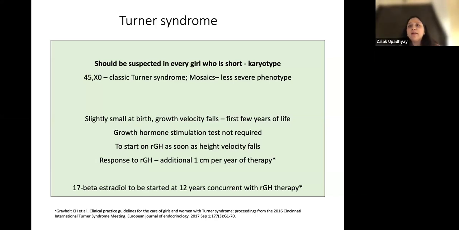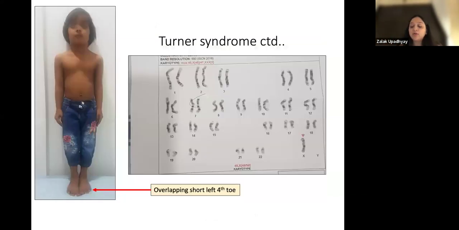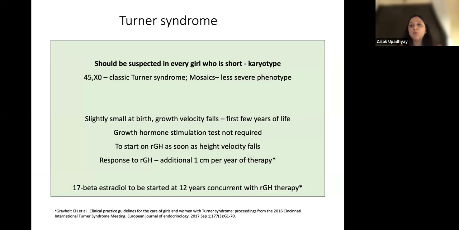So in Turner syndrome, when do you start growth hormone therapy? As early as you see that the child is faltering in growth, you start. There is no age cutoff. You don't have to do a growth hormone stim test in a case of Turner syndrome. And when do you induce puberty? After 12 years. You see how the child's height is with growth hormone therapy, and then you start hormonal replacement therapy for puberty.